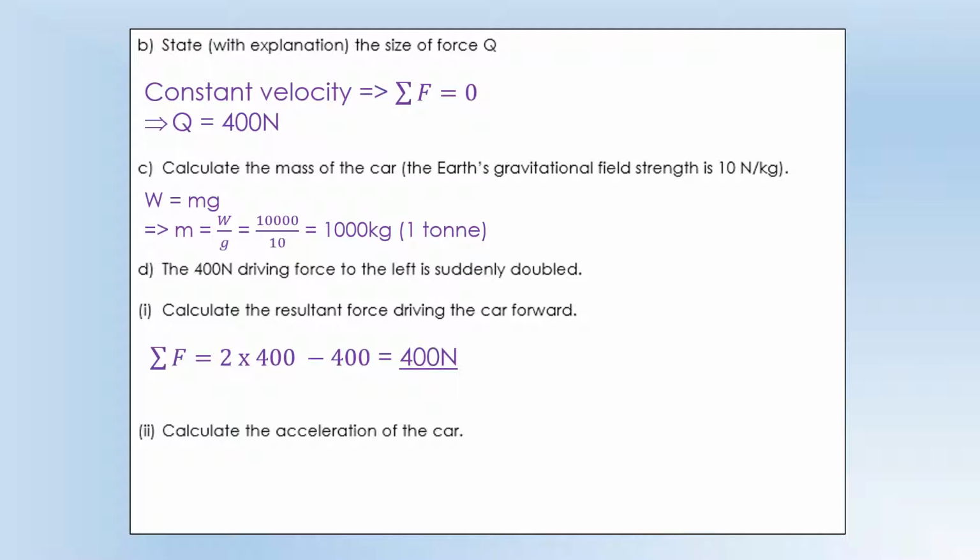Calculate the acceleration of the car. So this is what Newton's second law, F equals ma, does. So we rearrange to calculate acceleration. We know what the resultant force is, 400. We know the mass, so we can get the acceleration.